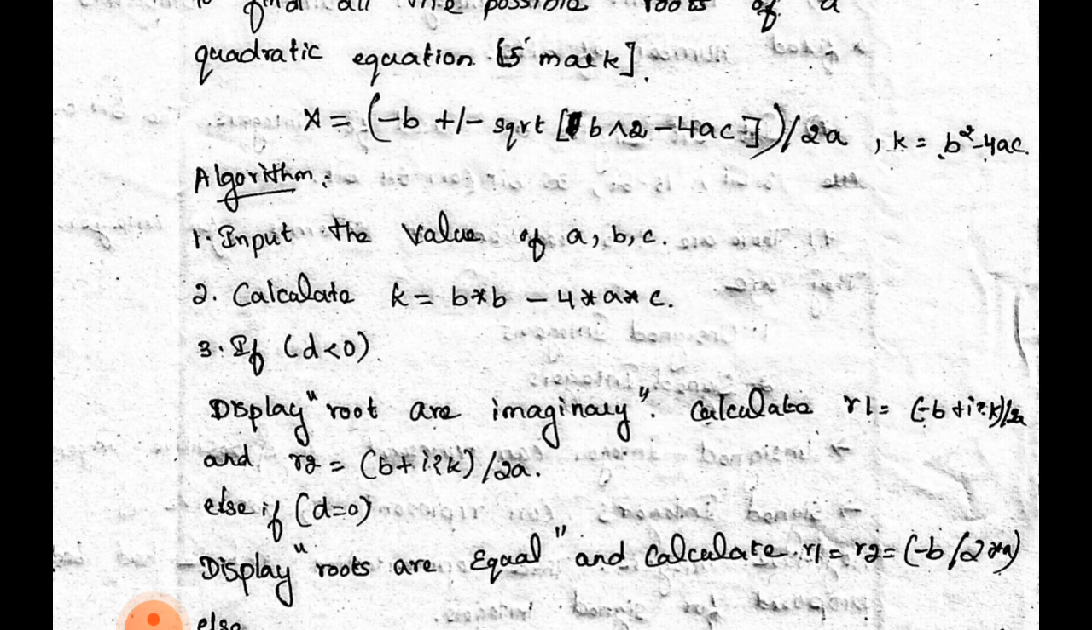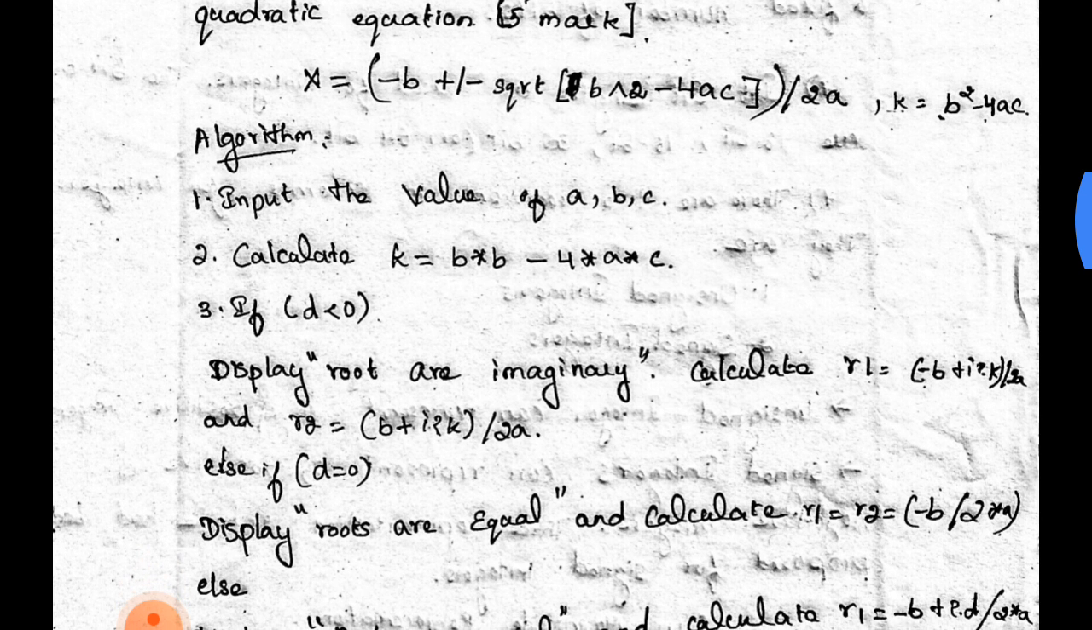First, an algorithm always has start and stop. So the first step is start. Next, read the values, that means we initialize the values for a, b and c. So the second step is input the values of a, b, c. Next, calculate the value d equal to b square minus 4ac. Next, give the condition: if d is less than 0.